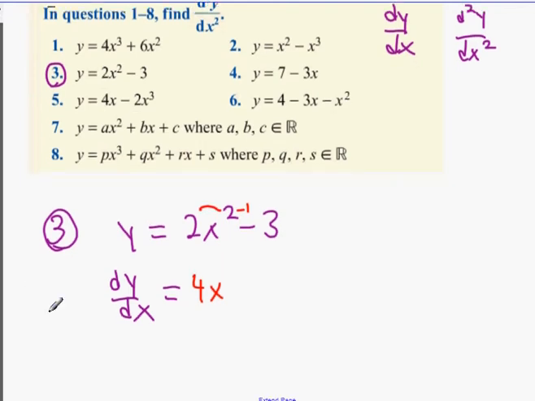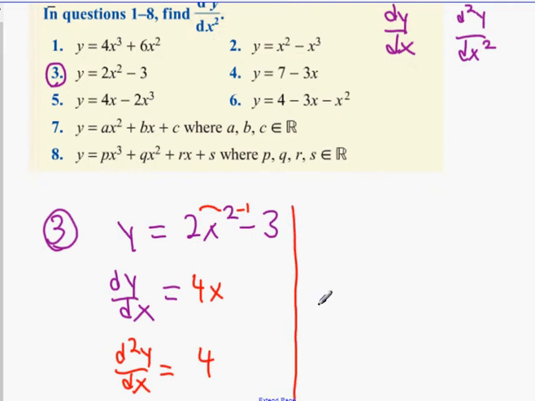0. Okay? Then you differentiate it again. What happens to 4x when you differentiate it? 4. And you're done. It just means you do the same thing. It's like 2 questions in one. You just differentiate twice, and when it's anything with an x beside it, remove the x.